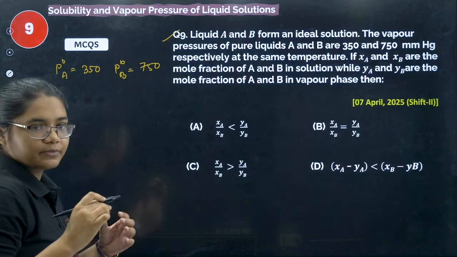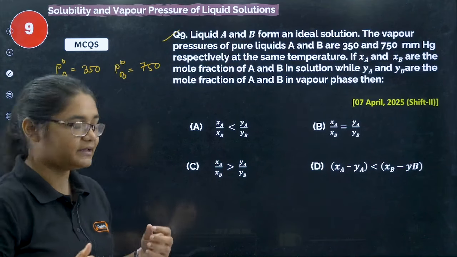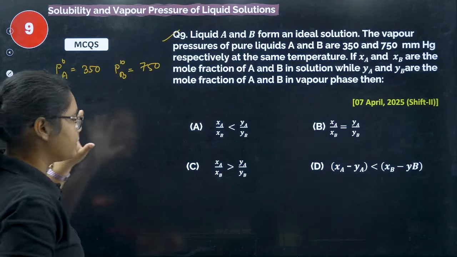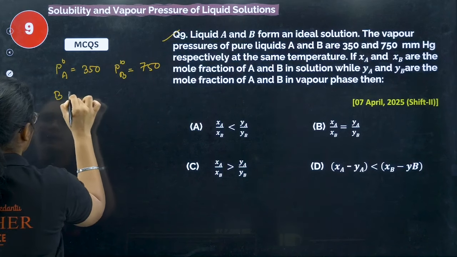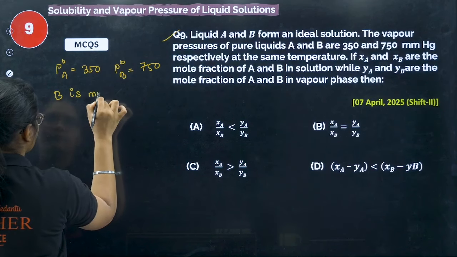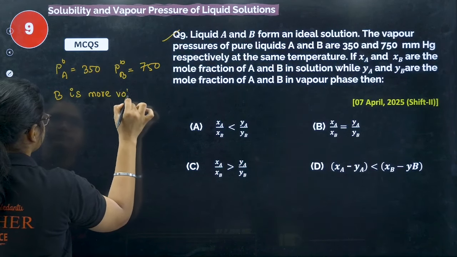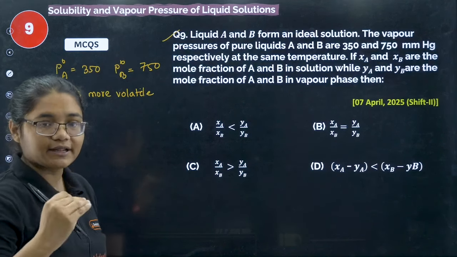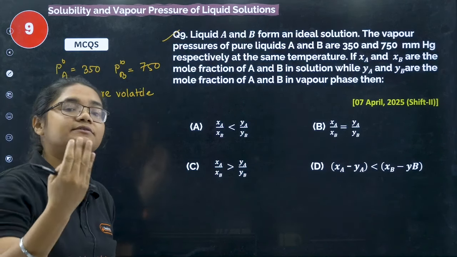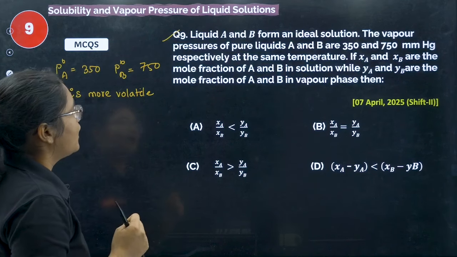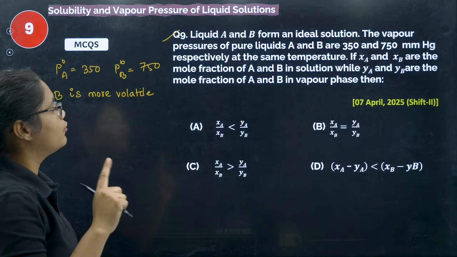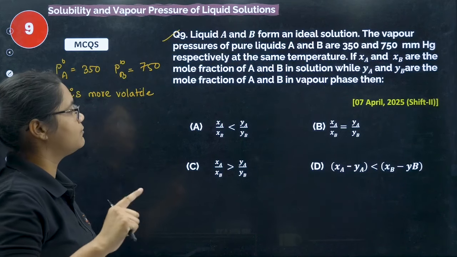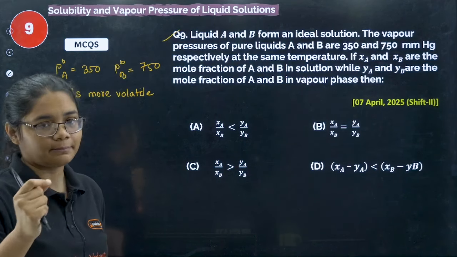That means B is more volatile, B is creating more vapor pressure. This gives me a conclusion that B is more volatile, right? Because it is creating more vapor pressure, it can easily evaporate. That means it is more volatile than A. If XA and XB are the mole fraction of A and B in the solution, while YA and YB are the mole fraction of A and B in the vapor phase.